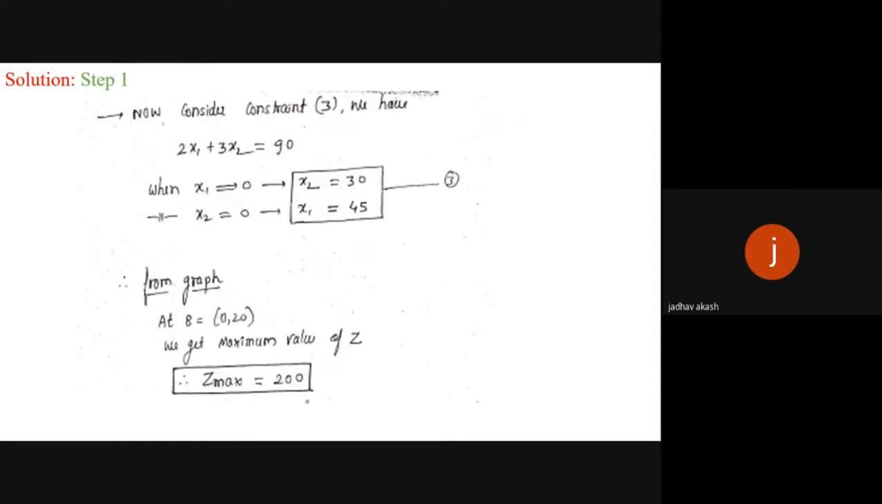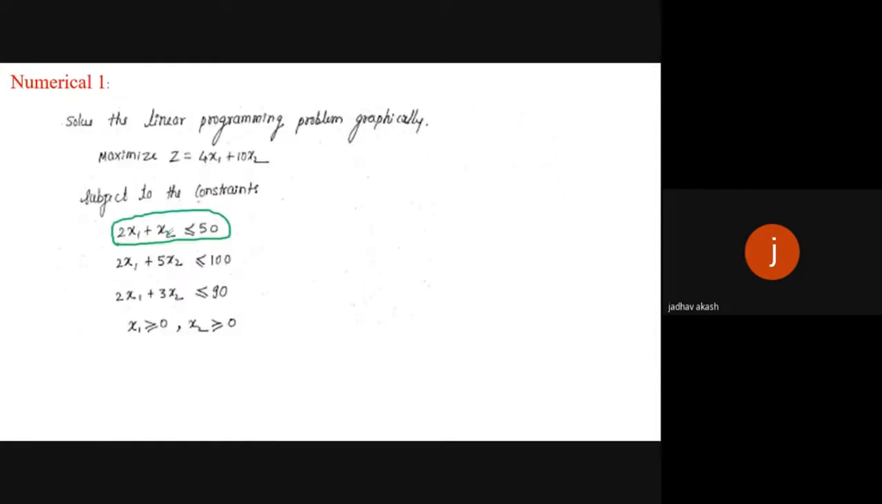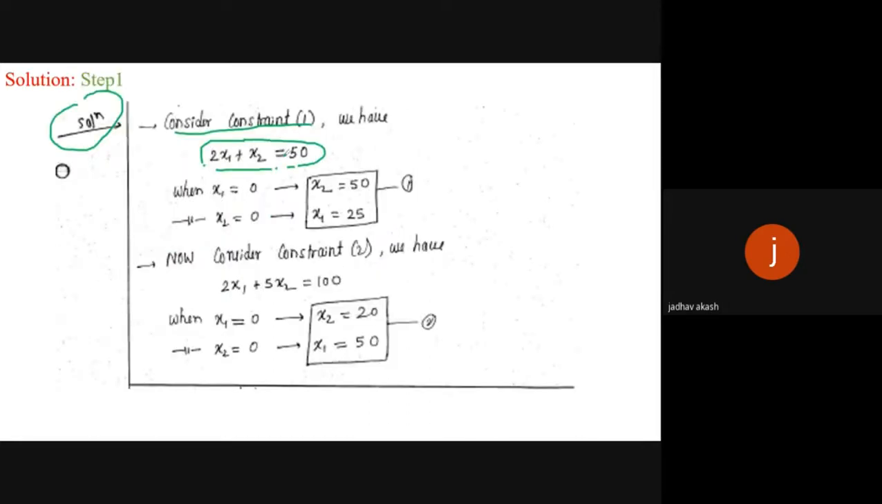Means what? If you check out here, it was mentioned that 2x1 plus x2 is either equal to 50 or less than 50. What we have to do is that instead of this less than equal to, replace it by equal to here, right? After doing this, put down x1 as 0 in the above equation. Now if we put down x1 here as 0, find out what will be the value of x2 you're getting. So the value of x2 will be 50. Is it correct?